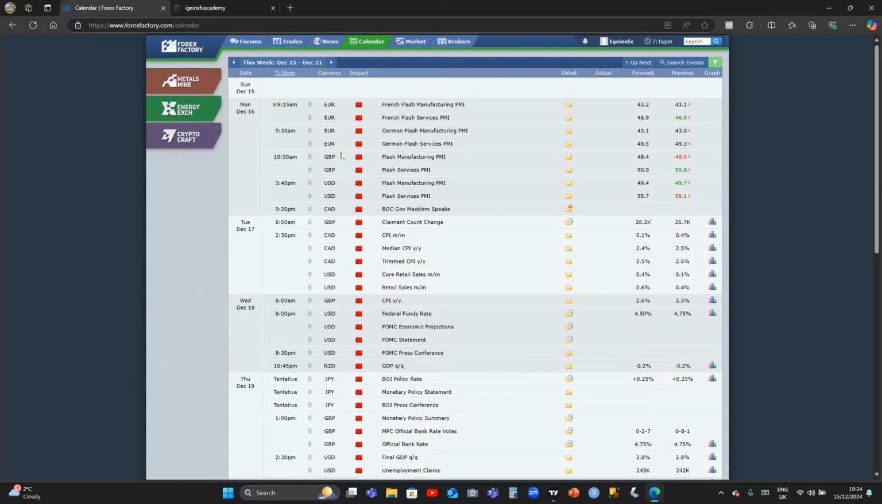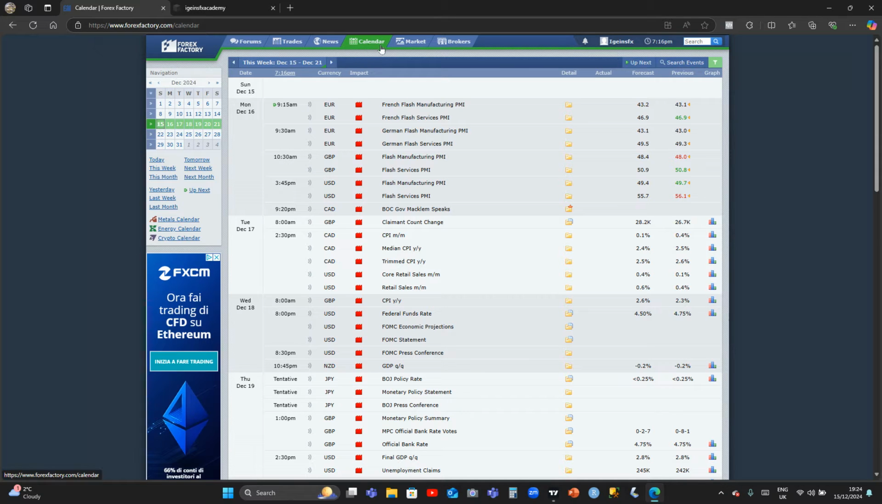Just go to forexfactory.com, click on calendar. You see every day, you see the news event. You use this to solve your fundamental analysis problem as a trader.